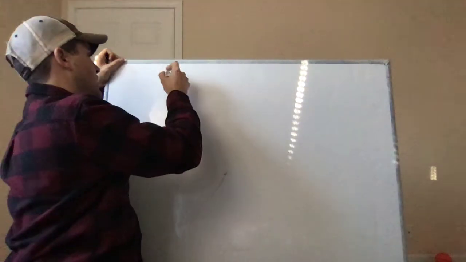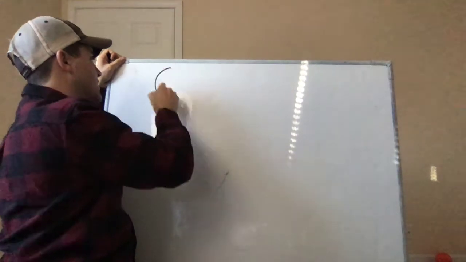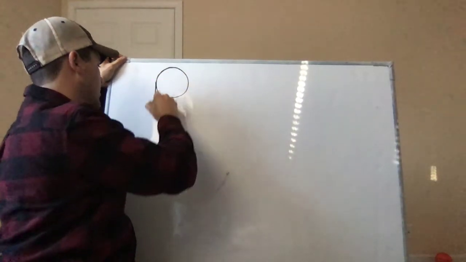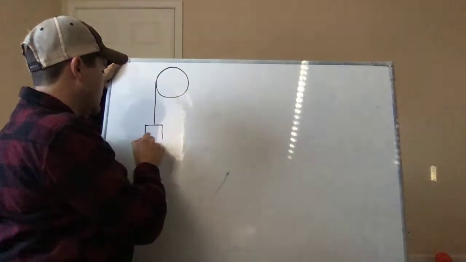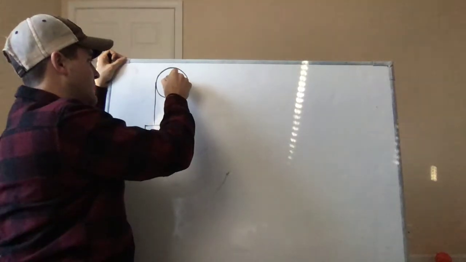Let's start by drawing our picture. Of course, we read the problem. The very first thing we always do is draw our picture. There's my cylindrical pulley. There's my bucket. Here's my axis of rotation.